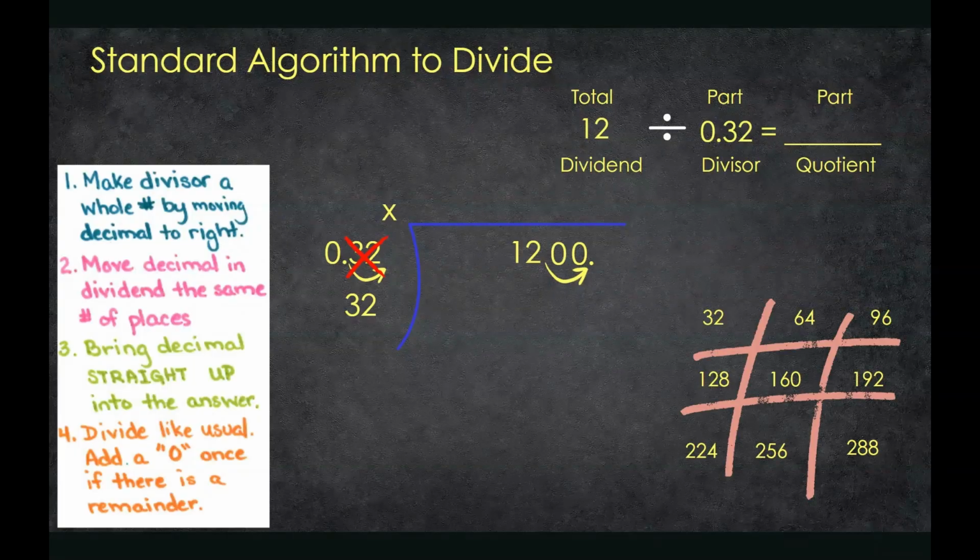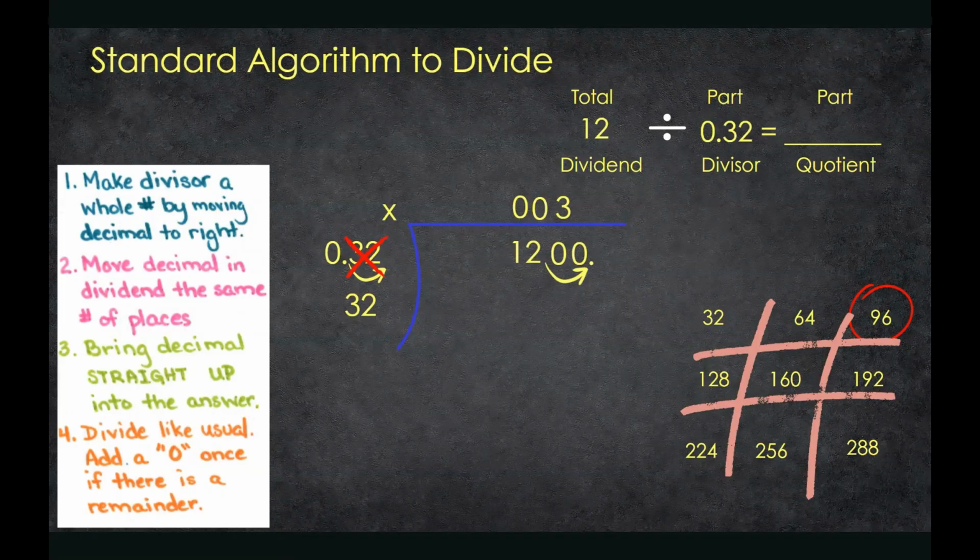So I'm going to set my hashtag up. There's all my 32s, and I'm just going to start the division process. So how many groups of 32 go into 1? 0. How many groups of 32 go into 12? 0. How many groups of 32 go into 120? So we look at our hashtag. The closest I can get is 96. That's 3 groups. So I put a 3 in my quotient and I multiply it out.